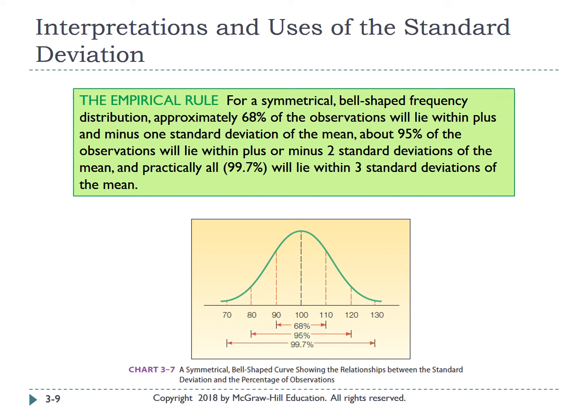About 95% of the values are between mu minus 2 times sigma and mu plus 2 times sigma. That is 100 minus 20 and 100 plus 20. So about 95% of the values are between 80 and 120. Finally, 99.7% of the observations are between mu minus 3 times sigma and mu plus 3 times sigma. That is between 100 minus 3 times 10 and 100 plus 3 times 10. That is between 70 and 130.